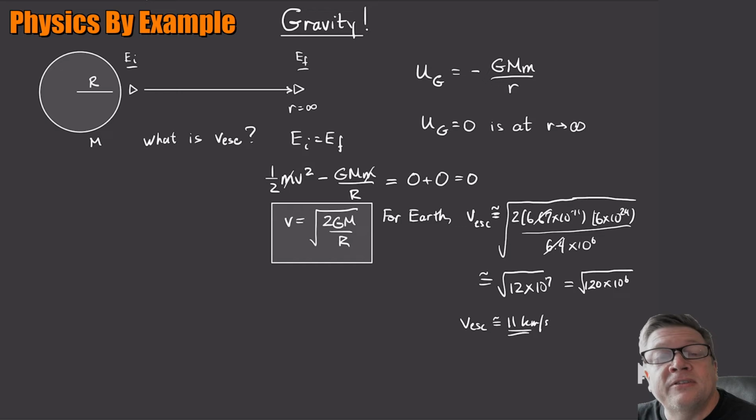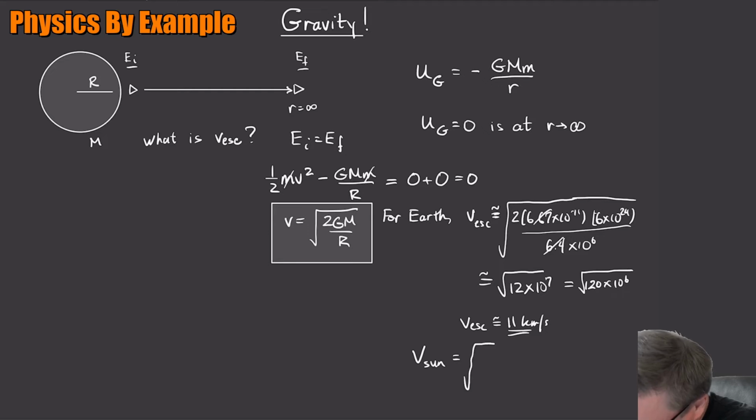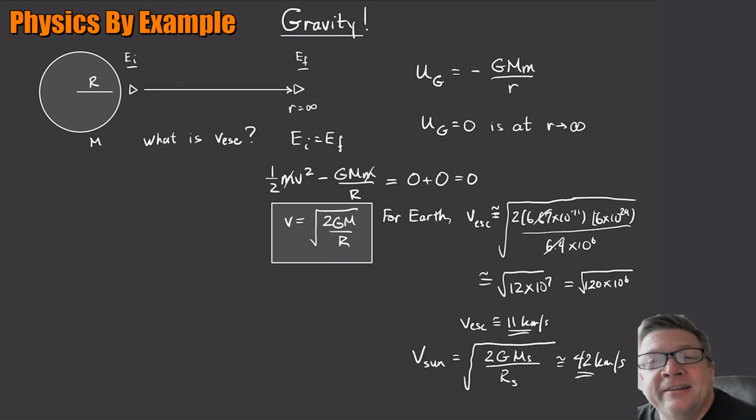If you put the sun's mass in there, I mean, if you escape the Earth, that's cool, but can you escape the solar system? No. So if you start off where the Earth is, make that your R and put in the sun's mass, that would be the square root of 2G times the mass of the sun divided by our distance from the sun. You put those in and you're going to get something like 42 kilometers per second, a lot faster.